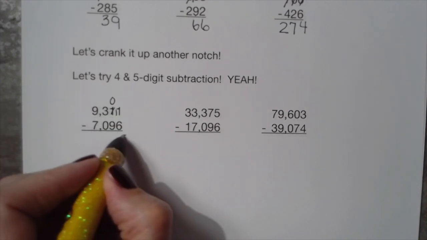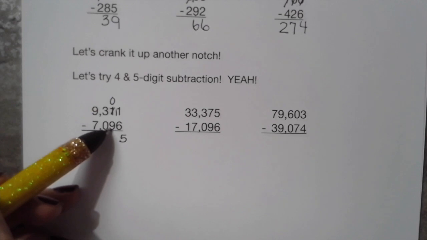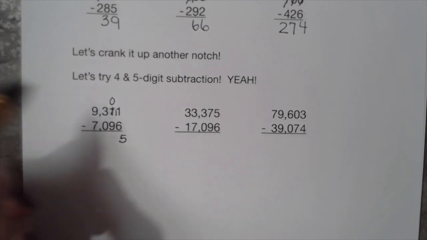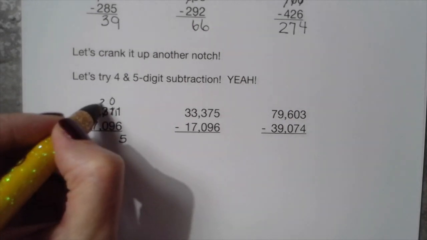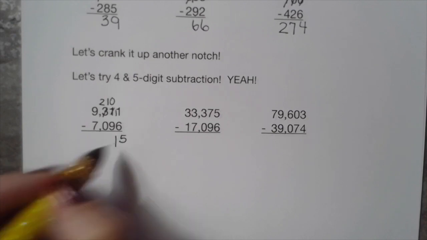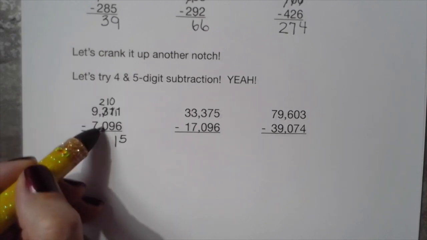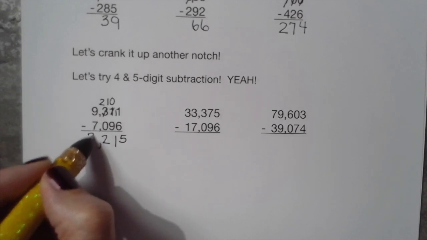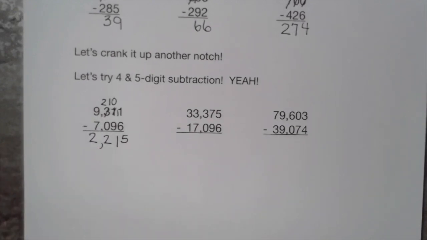Subtract 6 is 5. But now I have a problem. I have 0, and I need to subtract 9. More on the floor. Go next door and get 10 more. So now I have 10. Subtract 9 is 1. 2 subtract nothing is 2. And 9 subtract 7 is 2. So my difference, which is the answer to a subtraction problem, is 2,215, right?